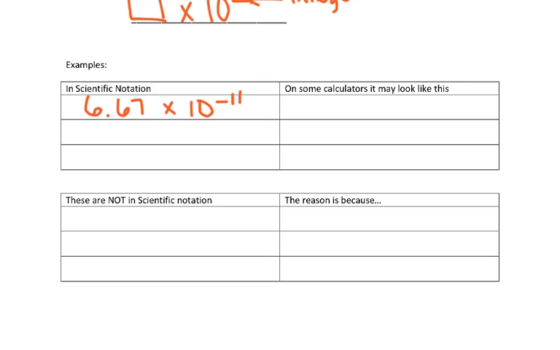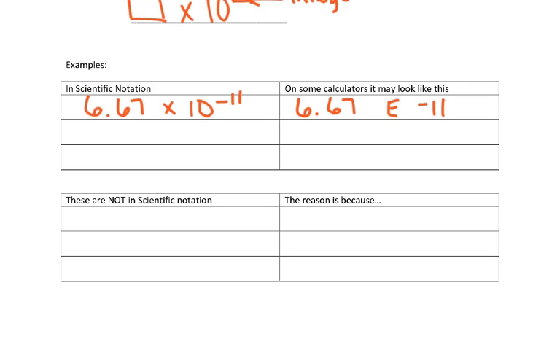Now, the next part on our table is what the calculator might look like. It really depends on the type of calculator you're using, but you might see this number as 6.67 e negative 11. So you might see that on your calculator. This e stands for the exponent of the power of 10. So negative 11 is the exponent, and that's what that means. This is how some calculators write scientific notation.